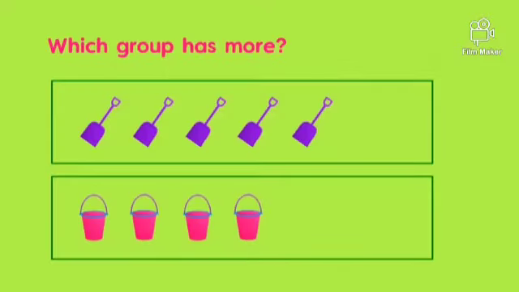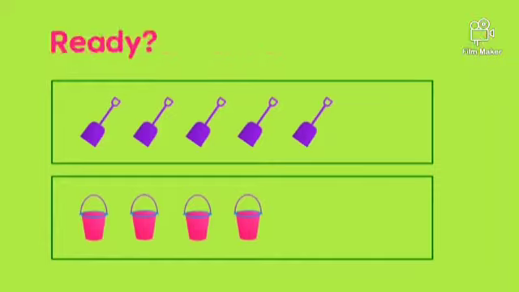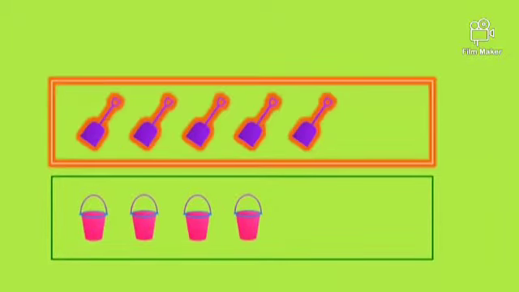Now, tell me. First group has 5 spades and second group has 4 buckets. Tell me which group has more objects. Ready? Very good. First group has 5 spades. So, first group has more objects.